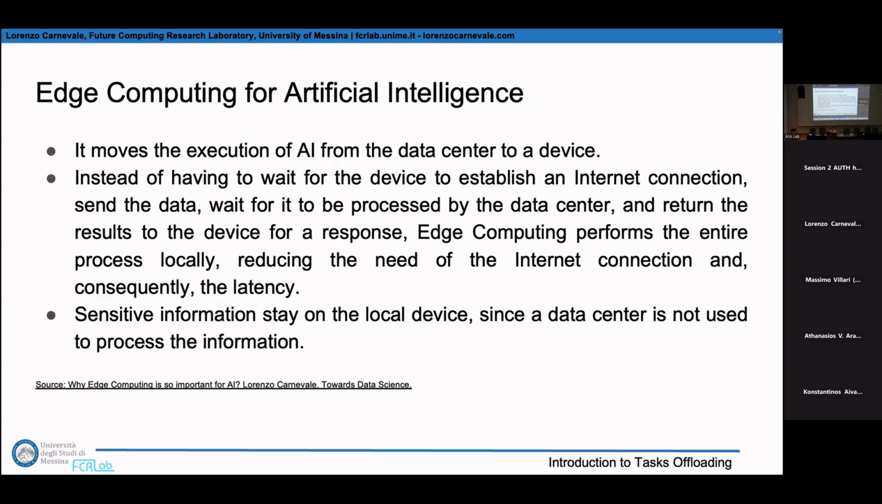Another important aspect that I didn't mention is privacy, because not moving data allows us to maintain the sensitivity and the privacy of this data, which doesn't move from the data source, and then it is not subjected to any kind of attack during the network communication.